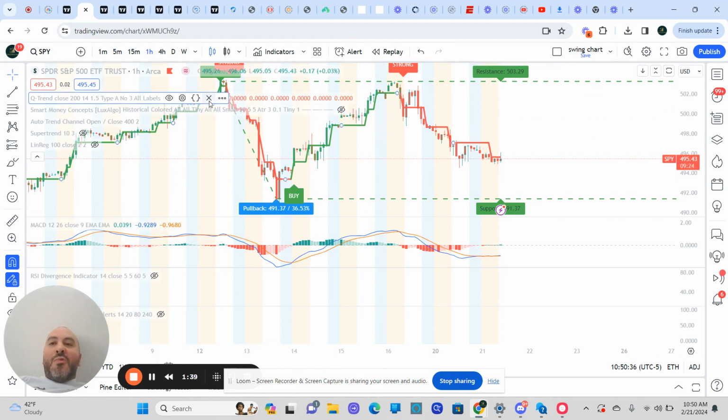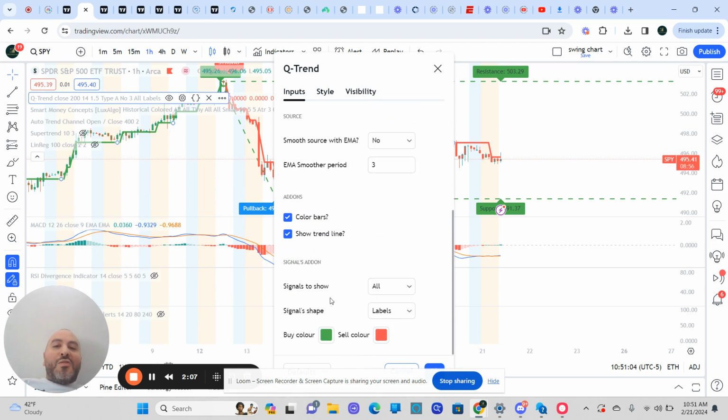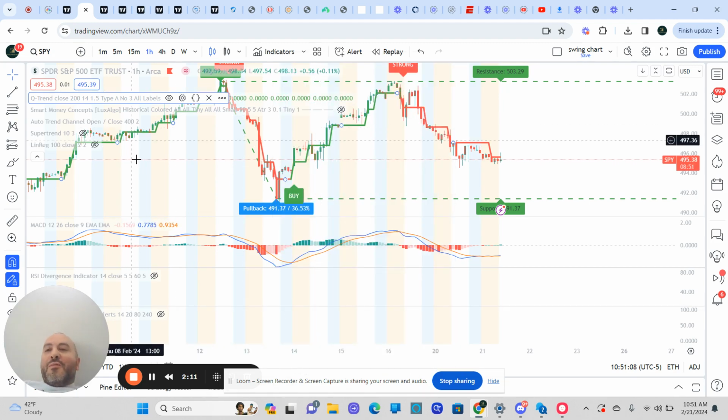Next thing I want you to do is go to the settings here. I want you to turn your ATR multiplier. Before we had it on 1.75. We're adjusting the sensitivity a little bit, and we have it at 1.5. It doesn't make a huge difference, but if you want to follow along to the T, then put it to 1.5. Make sure your signals show all. Then go ahead, click done, save, whatever it is.